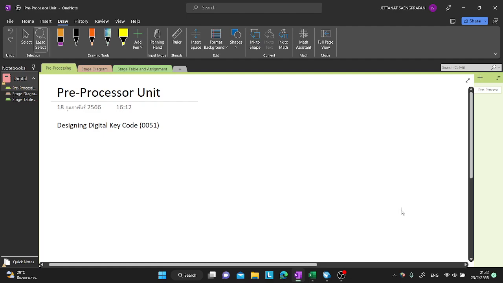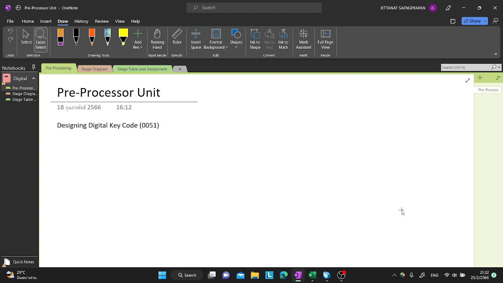Today I'm going to explain how to design a digital keycode for digits. The problem of this assignment is to assign four-digit numbers, which are the last four digits of student numbers. My last four digits are 0, 0, 5, and 1.